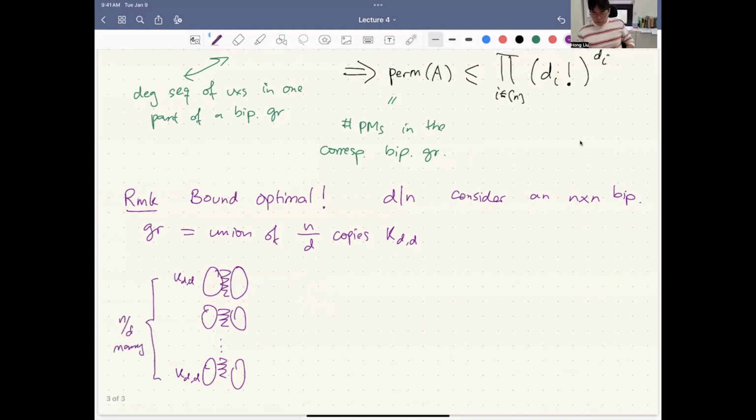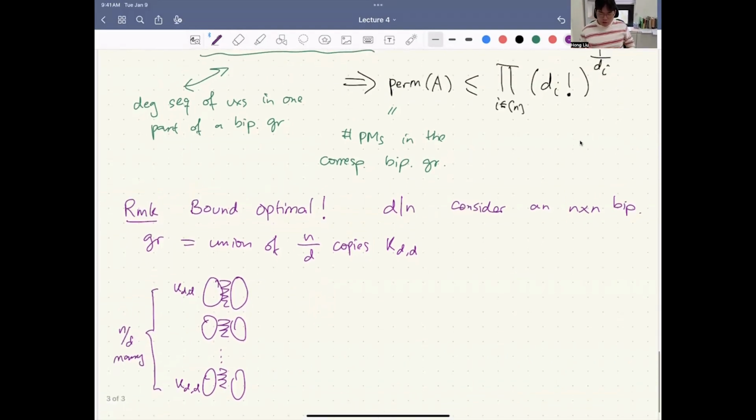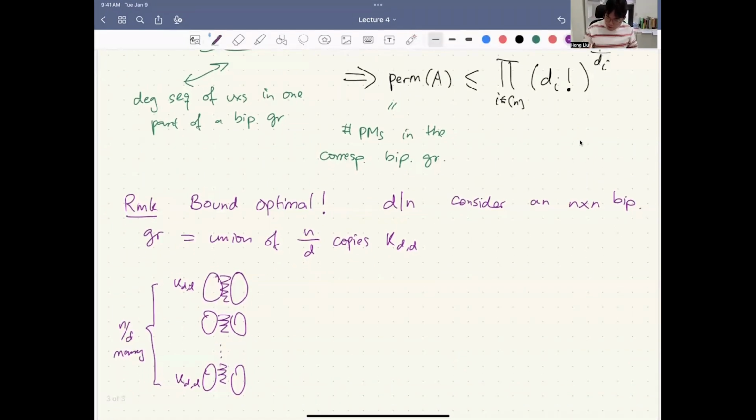All right, let's see what the number of perfect matchings in here is. Well, the number of perfect matchings equals the number of perfect matchings in a K_{D,D}, raised to the power n over d. And what's the number of perfect matchings in K_{D,D}? You can take any permutation, and it gives you a perfect matching. So that equals d factorial, raised to n over d.